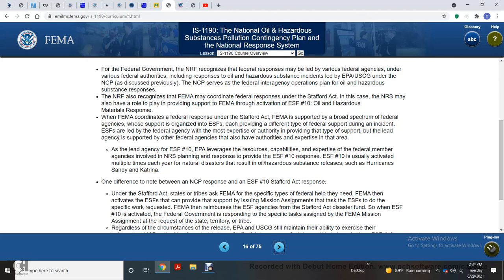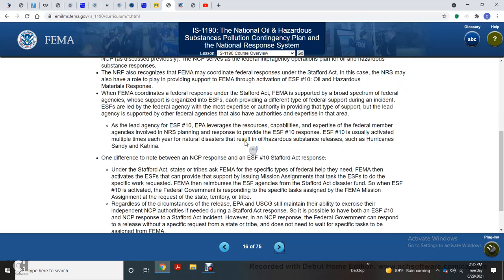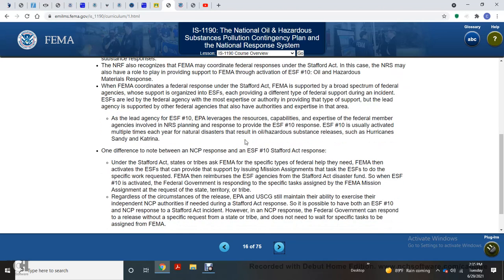FEMA supports a broad spectrum of federal agencies that support organized emergency support functions. Each provides a different type of federal support, but during an incident, emergency support functions are led by federal agencies with the expertise and authority for that type of support, and they may involve other federal agencies that also have authority and expertise in other areas. As lead agency for emergency support function number 10, EPA leverages the resources, capabilities, and expertise of federal member agencies involved with the National Response System.